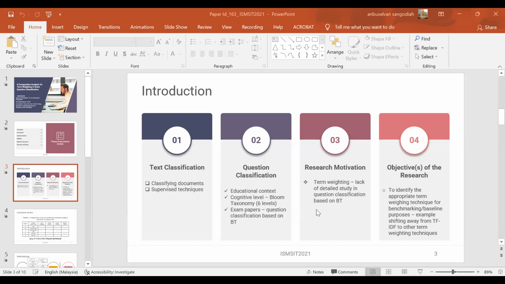But there have been some researchers that improved the TF-IDF. So we need to compare the TF-IDF against the improved ones, to ensure we have a new baseline. So we don't want to compare the TF-IDF anymore. So for benchmarking purposes, we need to have a benchmark with the improved term weightings.